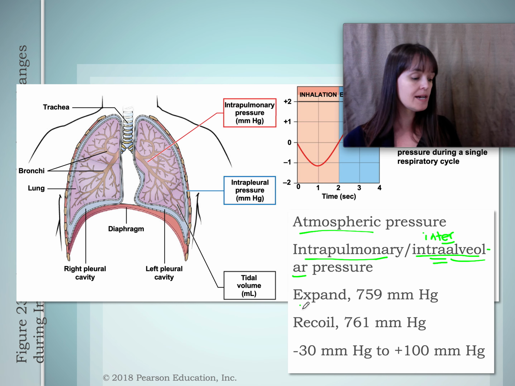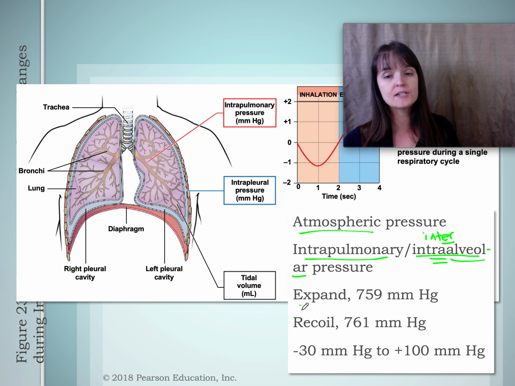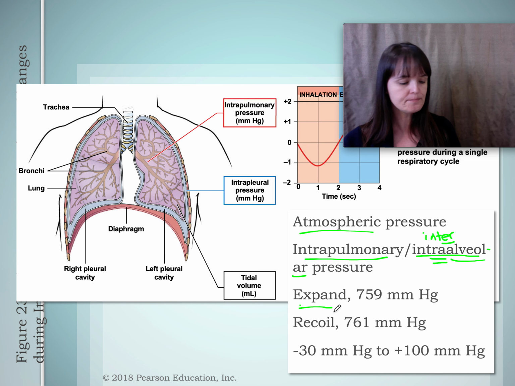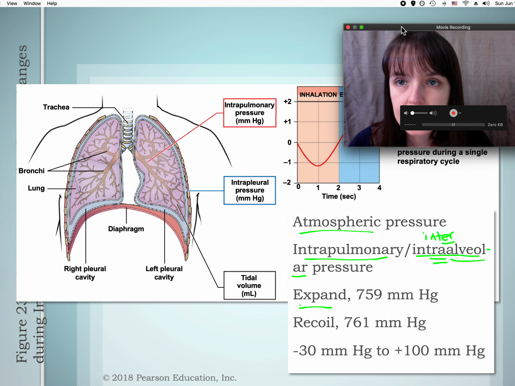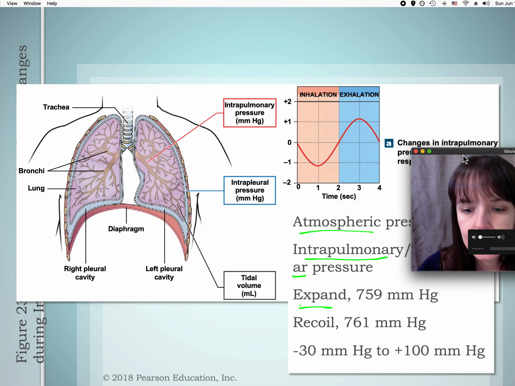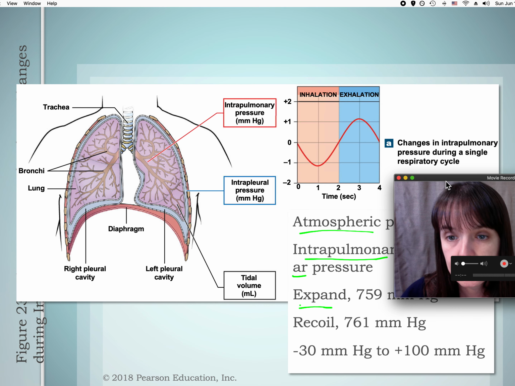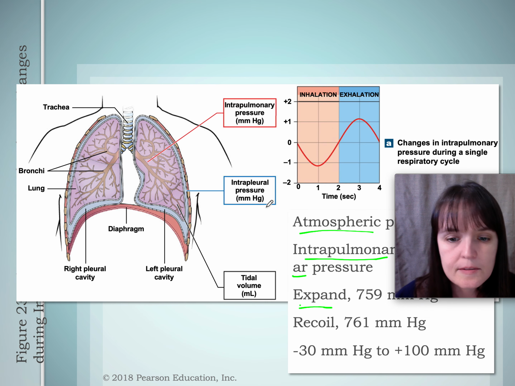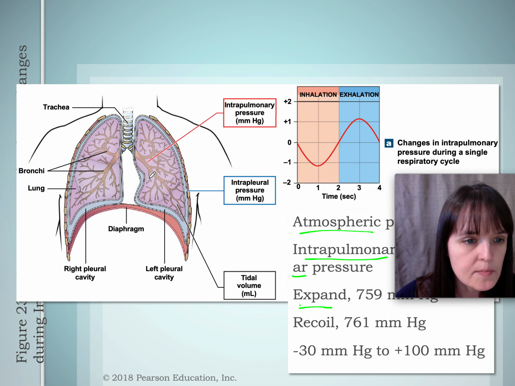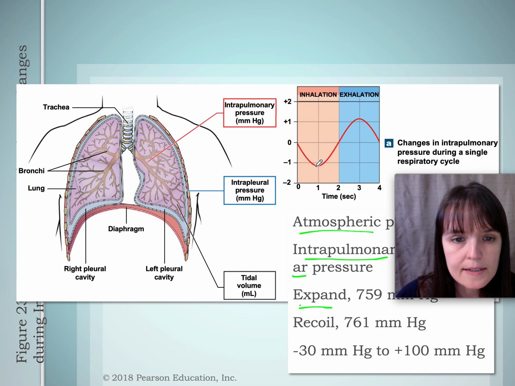Okay, relaxed quiet breathing. On inhalation, your lungs expand, and the intrapulmonary pressure. All right, so let's look at this chart. Okay, so there we go. Intrapulmonary pressure is this red line.